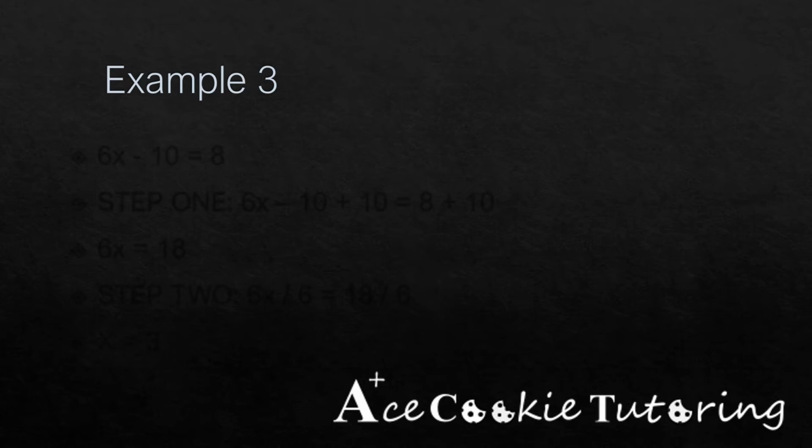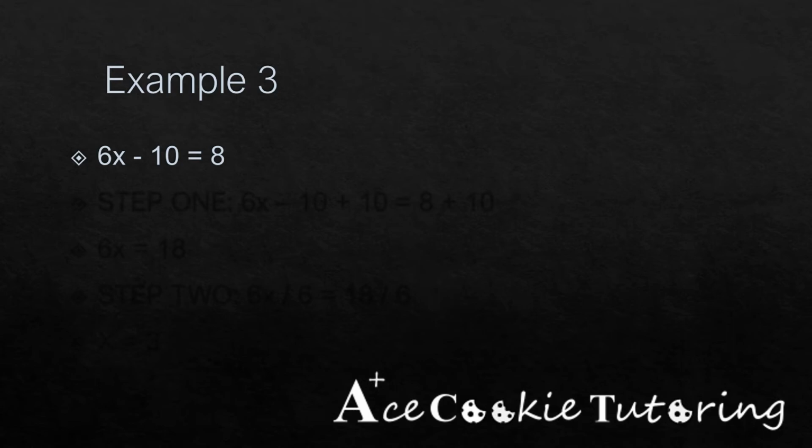Okay, let's go to example number 3. It is 6x minus 10 equals 8. So this one's going to be a little easier than example 2 because it doesn't have as many negative numbers. So just remember what we talked about. We're going to look to the left to determine if that's a negative 6x or a negative 10. So I hope you're ready.